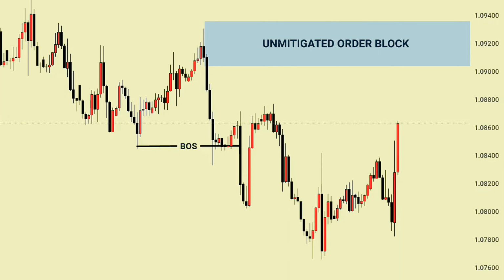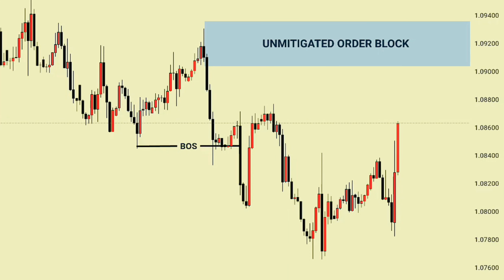Now look at this chart carefully. After the break of structure, price drops strongly and leaves this zone behind. But price never comes back to this area at that time. Because price did not return, those sell orders were not fully filled. This is why we call it an unmitigated order block. Smart money never leaves orders unfinished, so the market is designed to come back to this zone in the future.